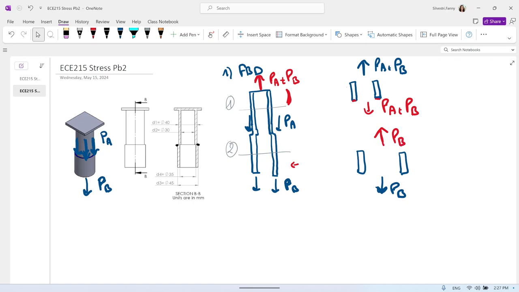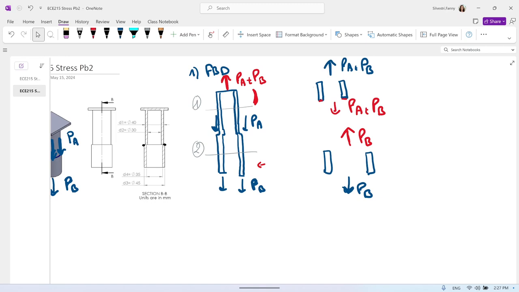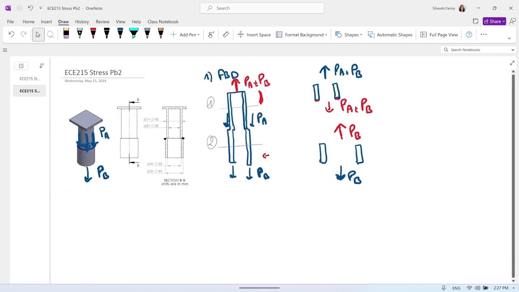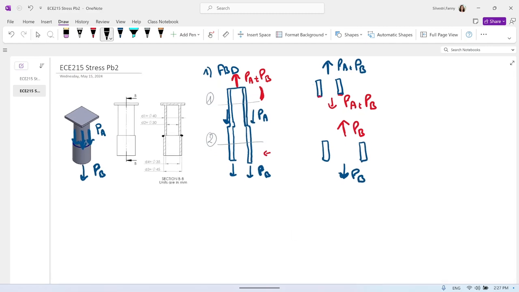So you see why it's important? Because the axial load in each pipe is different. Would you have guessed that, even if they are attached together? Make sure to do your free body diagram and make your equation. So now we know the force and we can work on our sigma, our stresses.